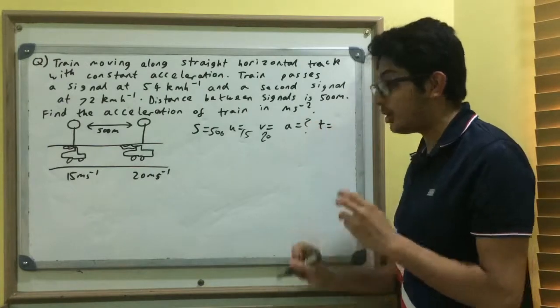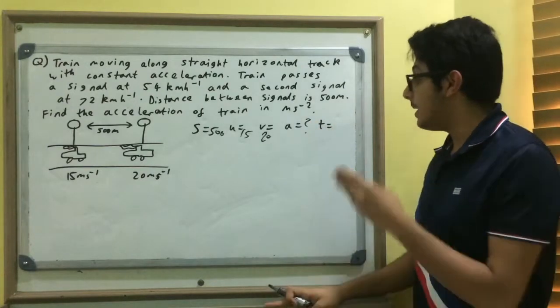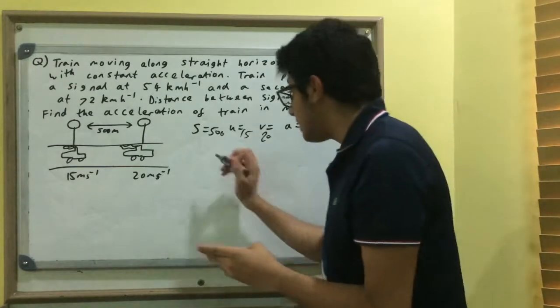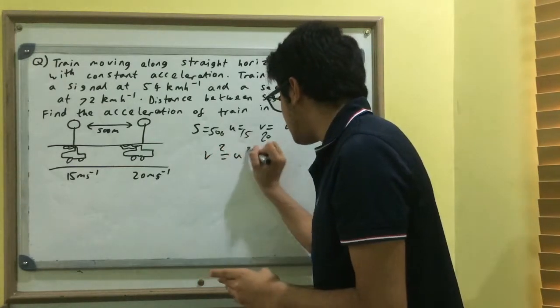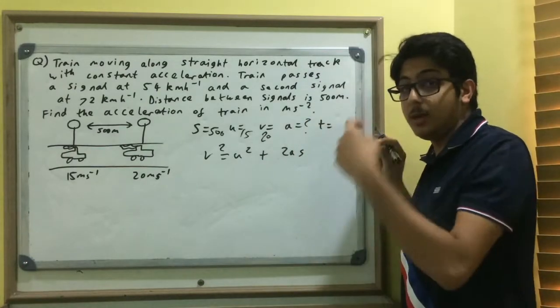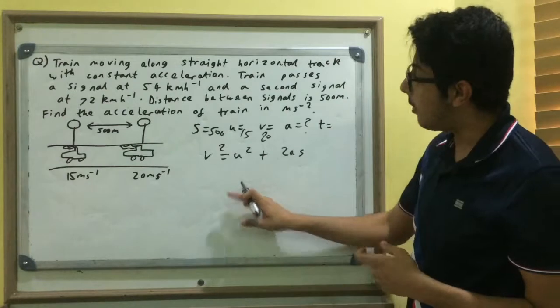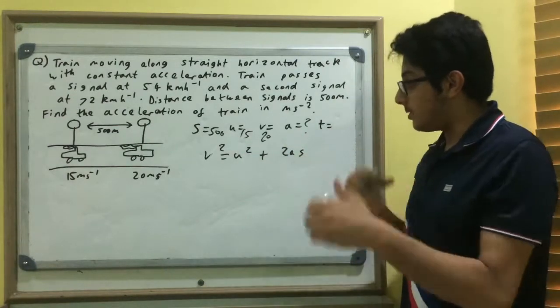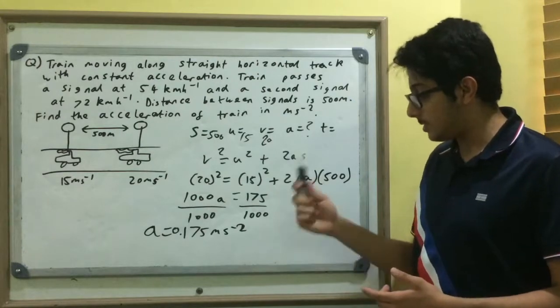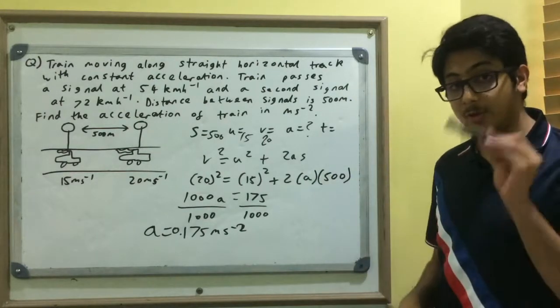So we need to find one of the Suvat equations that uses S, U, V, and A. The one I'm going to use is V squared is U squared plus 2AS. The more you practice, the easier the equations will come to you. So, if you put these values in, and you do some number crunching, you will get the acceleration is 0.175 meters per second squared. Now let's move on to the next question.